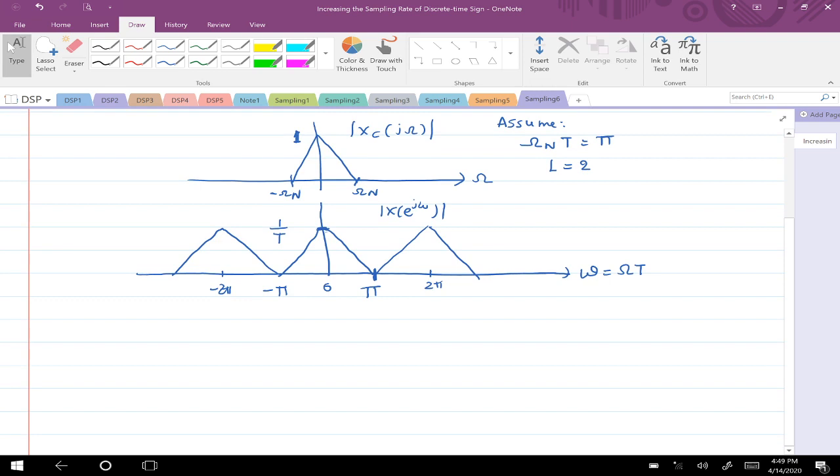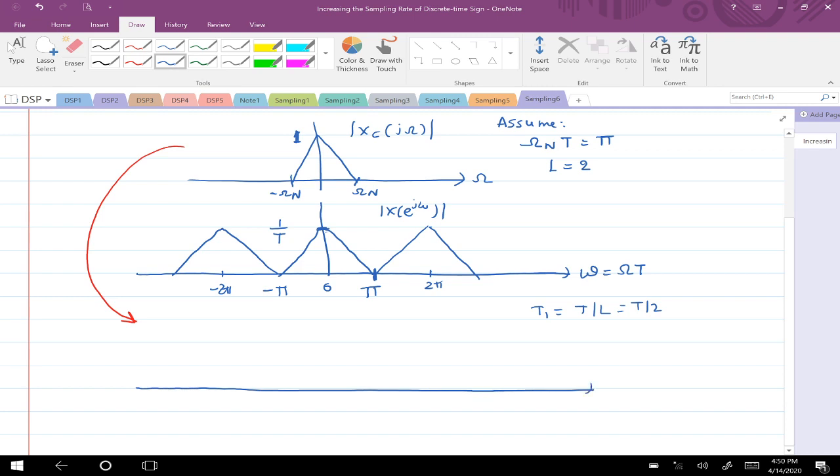Now what we would do is, let my time period now be T1 equals T by L. That's the time period. Of course, this is equal to T by 2 here. Okay, so first thing we would do is, let's try to draw that directly, making inferences from here. Let's draw that out. Okay, so what's going to happen? This is your omega, right? And this is equivalent to omega times T1. Now your time period is T subscript 1.